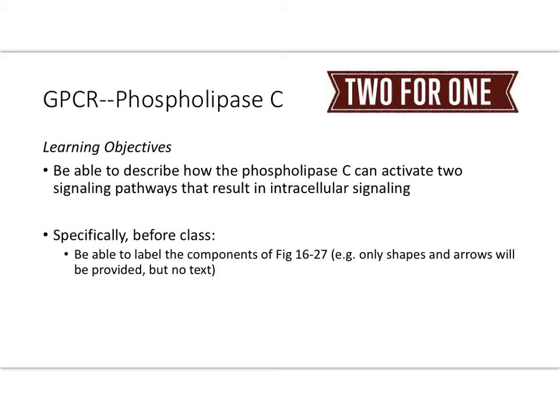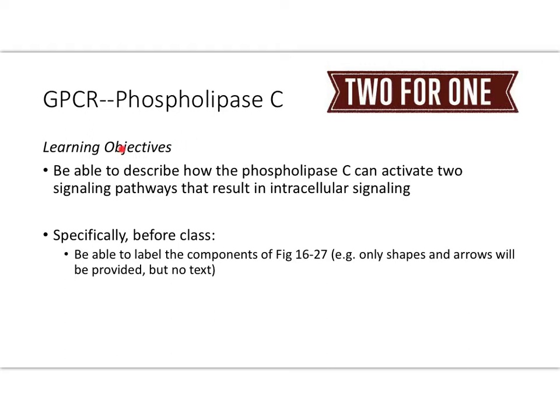This video is about GPCR, specifically about the role of phospholipase C. And I've called this video the 2-for-1 because, as you'll see, there are two different signaling pathways that are queued up through the activity of this one enzyme.